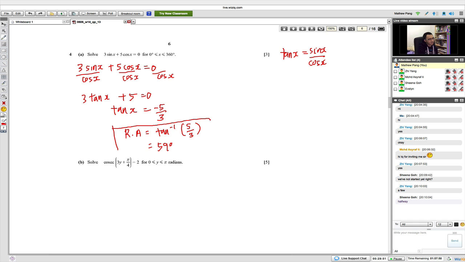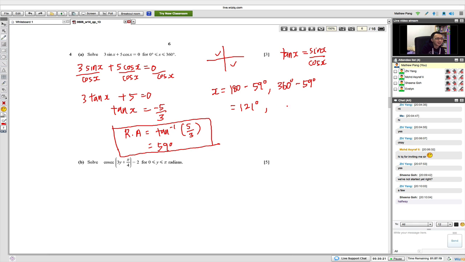So what I want to find is the value for x. You have to understand tangent is negative in the second and the last quadrant. So I can find my x easily if I understand this. Second quadrant is 180 minus angle, and the last quadrant will be 360 minus angle. Alright, so you have to remember this. So this one will be 121, and this one will be 301.